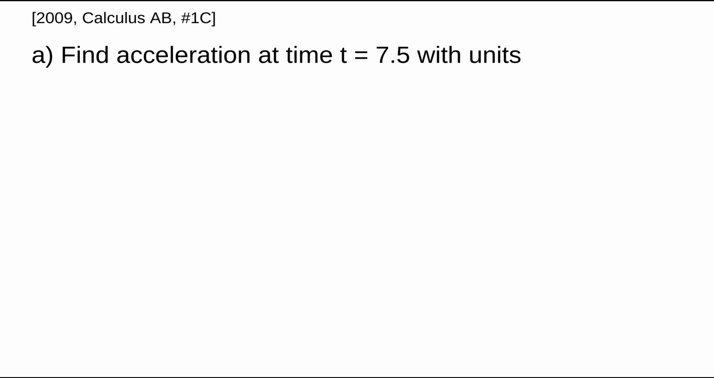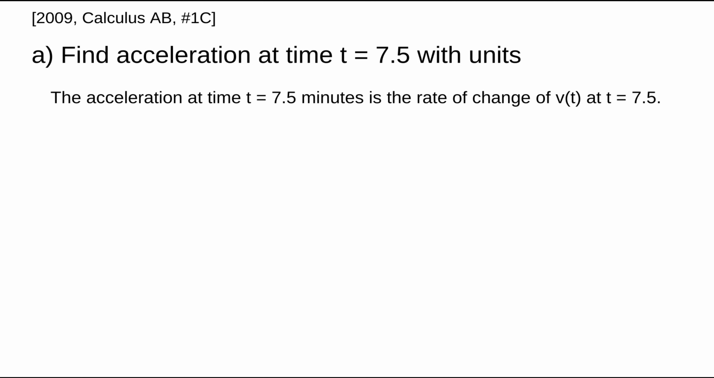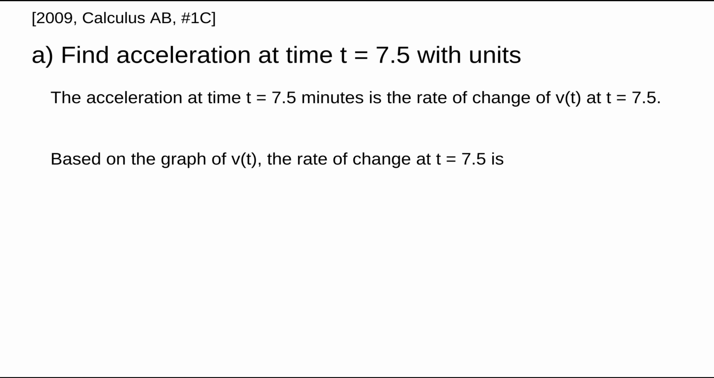So to find that slope, the graph is just line segments, so it is really just going to come down to finding slope. The acceleration at time t equals 7.5 minutes is going to be the rate of change of v of t at t equals 7.5. So we can use the formula for rate of change. Because it's a linear function there, we're just going to use the endpoints: v of 8 minus v of 7 over 8 minus 7.